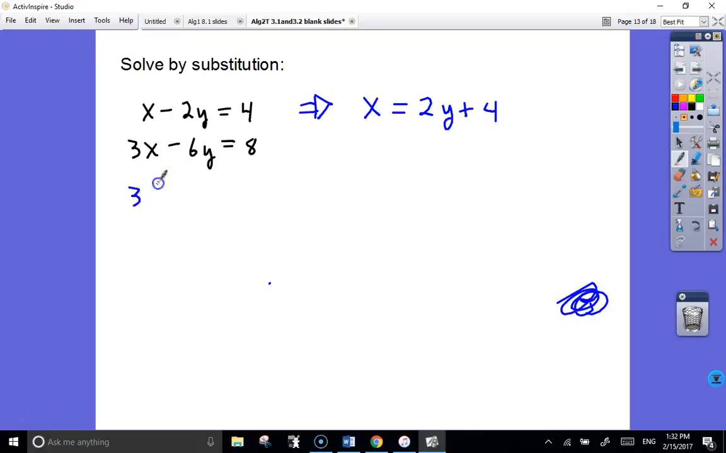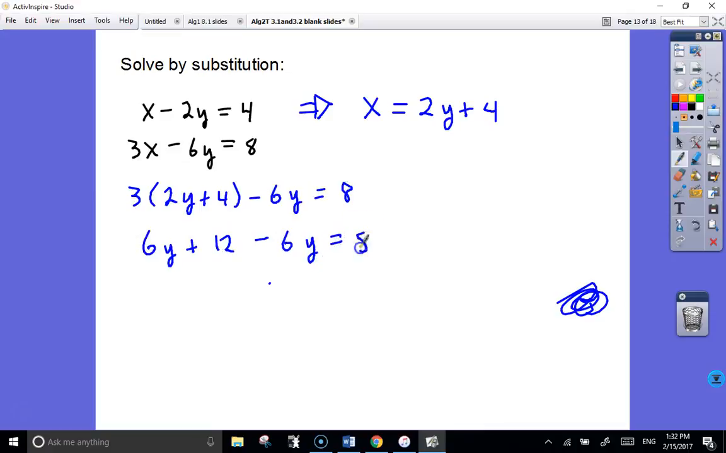3 times 2y plus 4 minus 6y equals 8. So we get 6y plus 12 minus 6y equals 8. 6y minus 6y cancels, so we have 12 equals 8. What does that tell you? Tells you there's no solution, right?